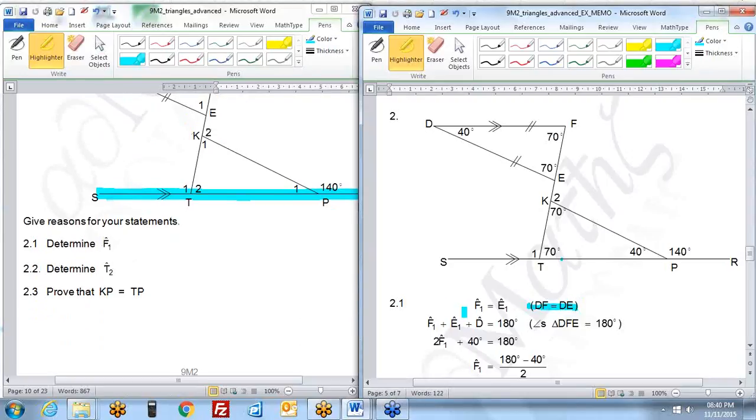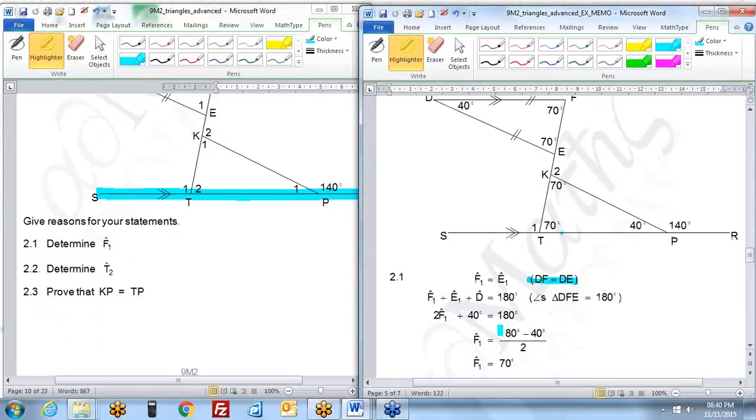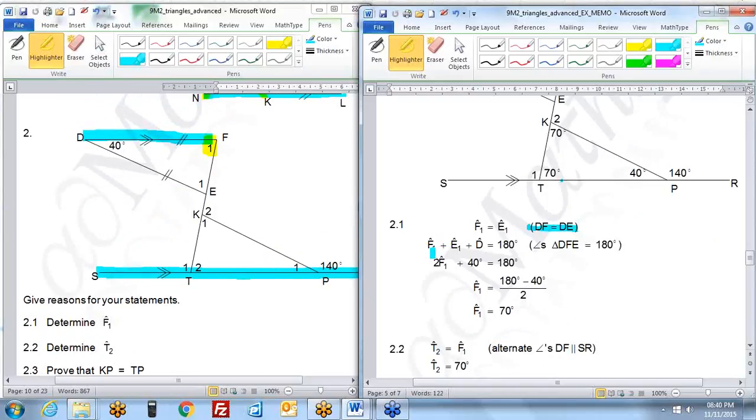But we don't have the size yet. We're getting closer to it. So now you just say angle F1 plus angle E1 plus angle D, which is 40 degrees, equals 180 degrees. The angles of a triangle DFE equals 180 degrees. Right, we know that angle E1 is the same size as angle F1, so therefore instead of writing F1 plus E1, we just say 2 times F1 because they're the same size, plus 40 degrees, because that's the size of angle D, equals 180.